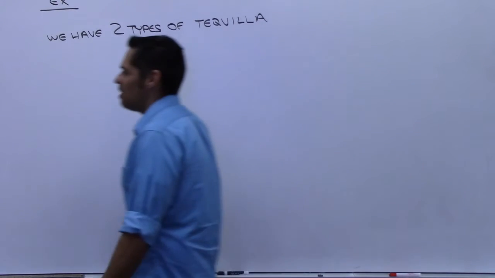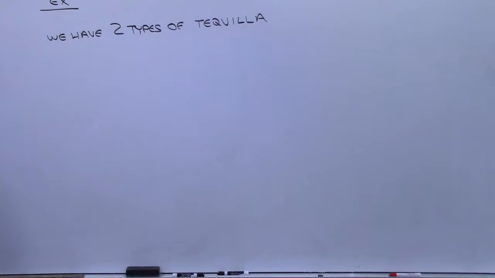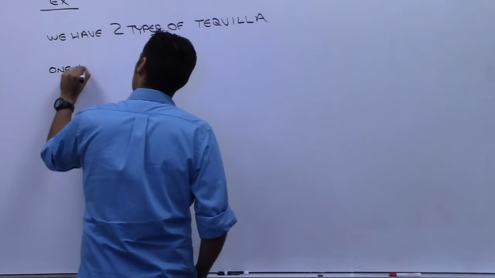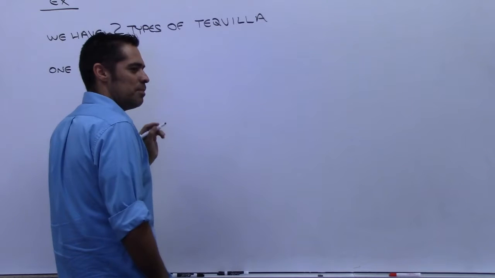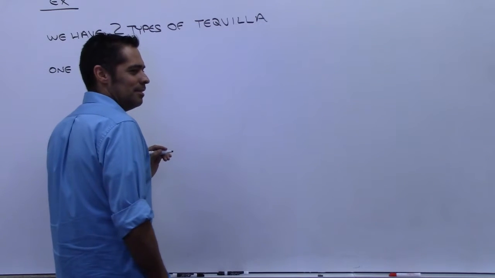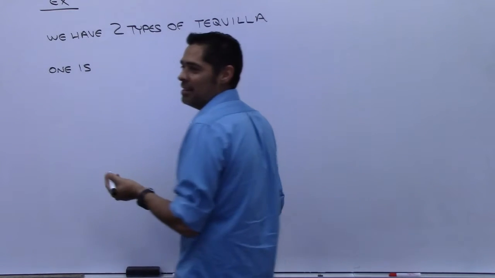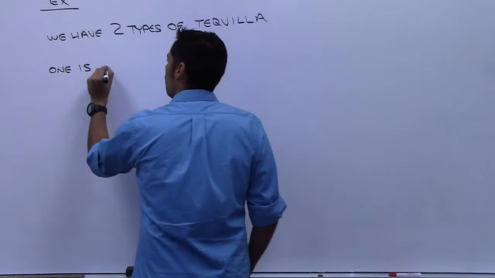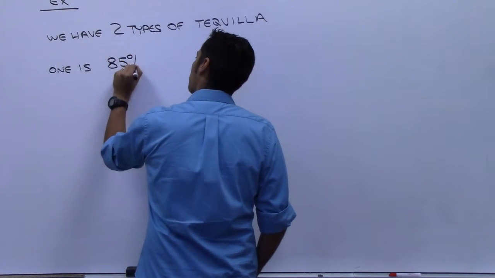All right, so we have two types of tequila, and let's say we have an infinite supply of this. We've got all these bottles of tequila, two different brands, two different types. Do you know what the alcohol percentage on tequila is about? No? Okay, let's go with 85. One is 85% alcohol.